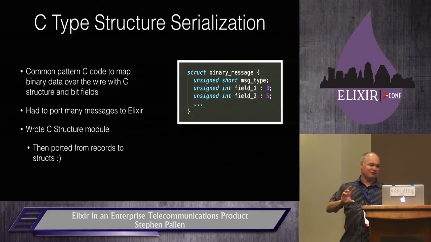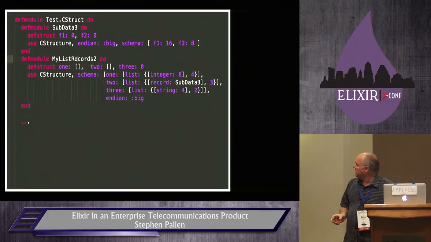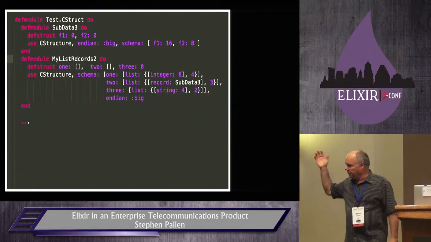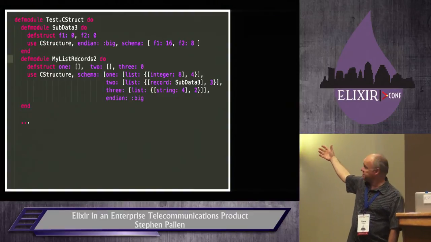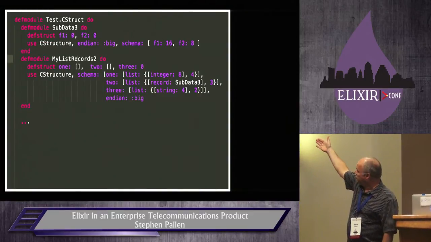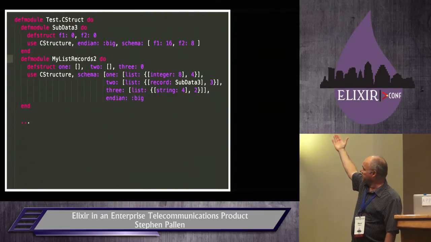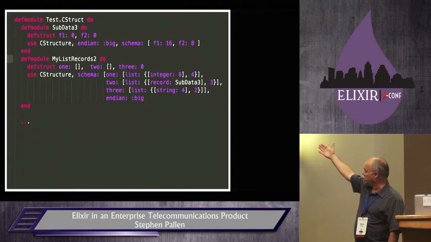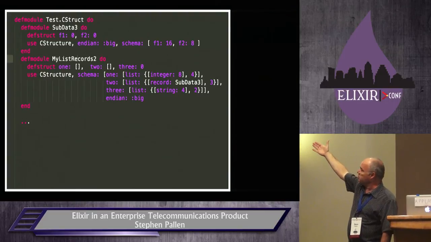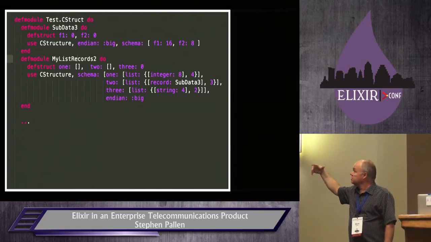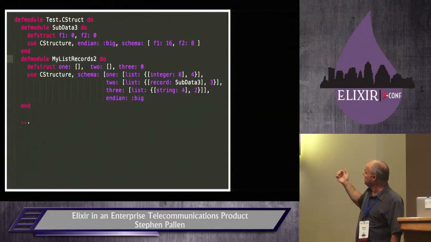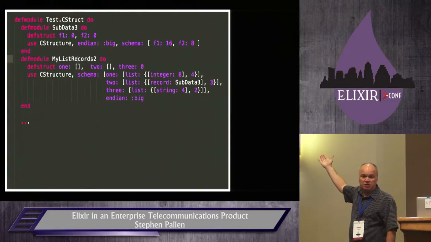I played around with a couple different ways of doing this, and I ended up with this. So this is actually the test case. I create a structure, define the fields of the structure, and then I introduced the C structure macros that allow me to define the schema and the endianness. So here, for subdata 3, the schema is a 16-bit number and an 8-bit number.